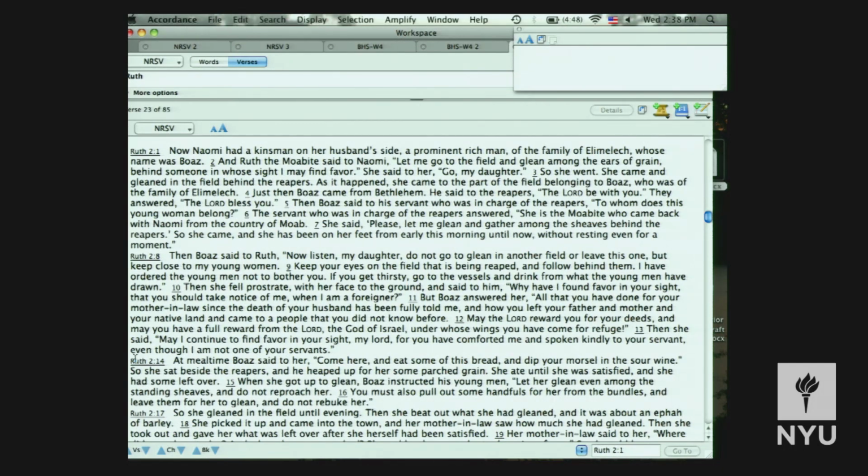Help me. This is a participatory class session. What happens? Ruth does something, right? She goes to work in a field. So what does the fact that Ruth goes to work in a field tell you about Naomi's property?